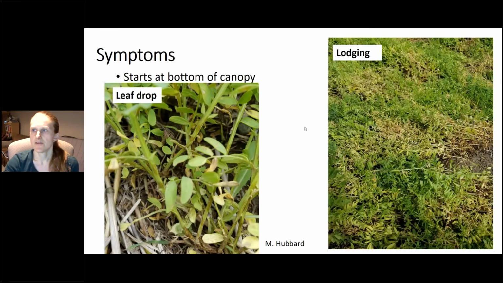As the disease gets more severe, it will cause leaf drop, so leaves falling onto the ground and detaching from the plant. And if the stem lesions get severe enough, they can girdle the stems, or wrap fully around the plant, causing lodging. That's what the picture here shows.